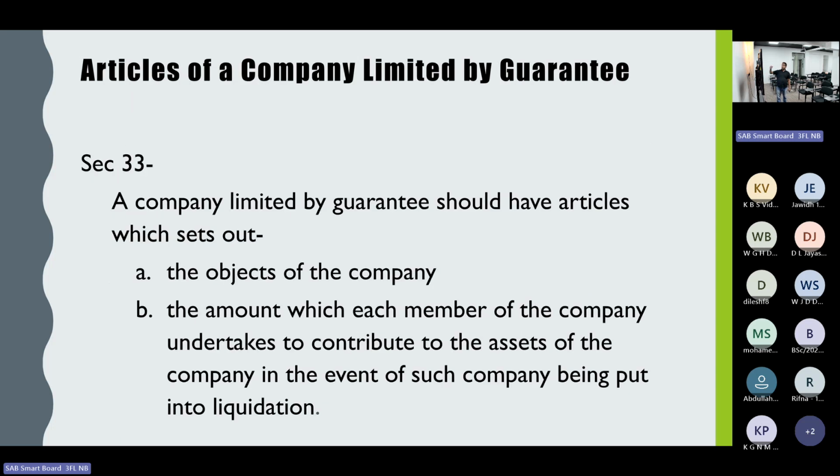Section 33 says what should be there in the articles of a guarantee company. So it says if it's a guarantee company, its articles must provide for the object of the company.